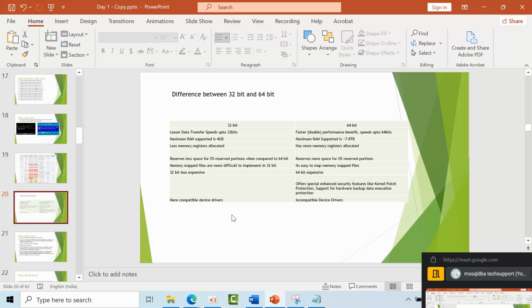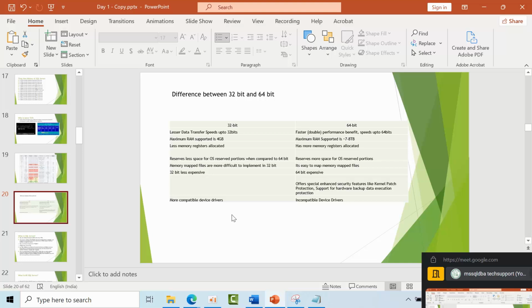With 32-bit we have a limitation. How much RAM you have doesn't matter, sir; it will use only 4 GB, and we have a limited memory register allocated for 32-bit. In 32-bit we cannot use the entire 4 GB of RAM, and 1 GB is reserved for OS operations, so you can use only 3 GB. Now, 32-bit is less expensive and has more compatible device drivers for the 32-bit operating system.